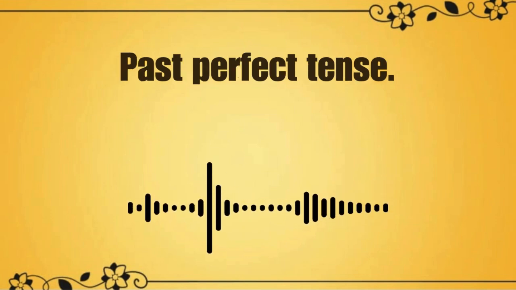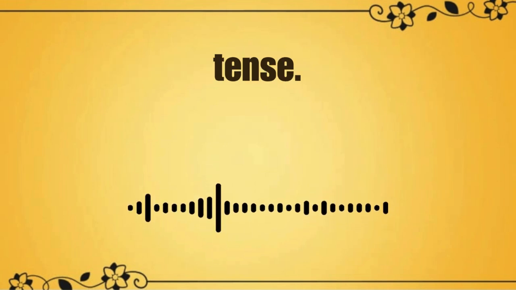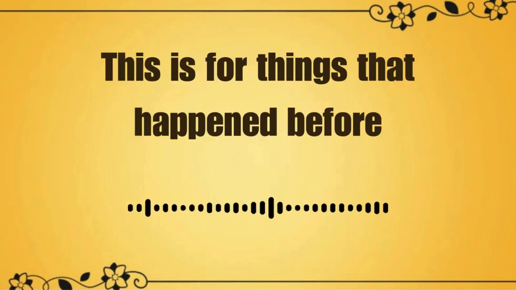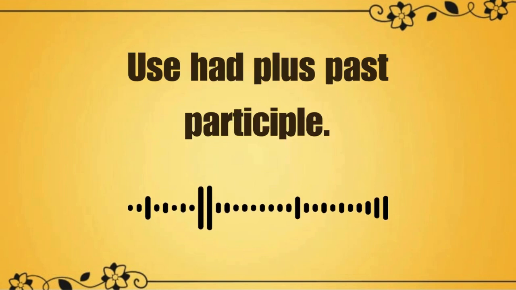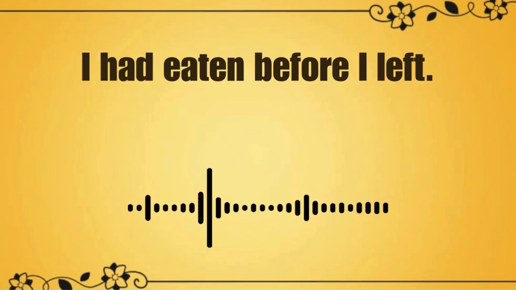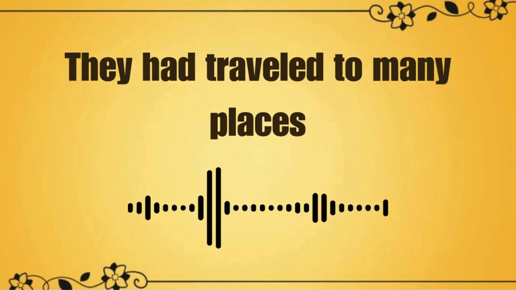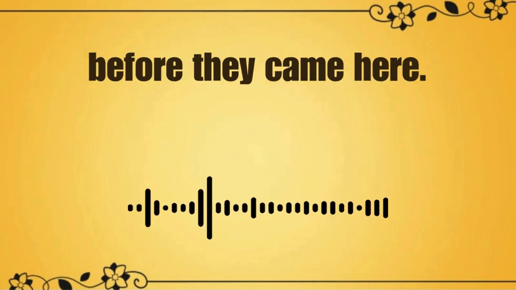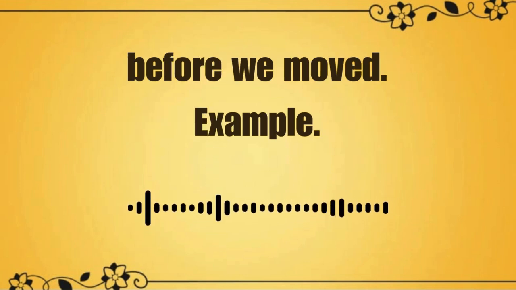Past perfect tense. Let's talk about the past perfect tense. This is for things that happened before something else in the past. Use had plus past participle. I had eaten before I left. She had finished work when I called. They had traveled to many places before they came here. We had lived in this house for 5 years before we moved.